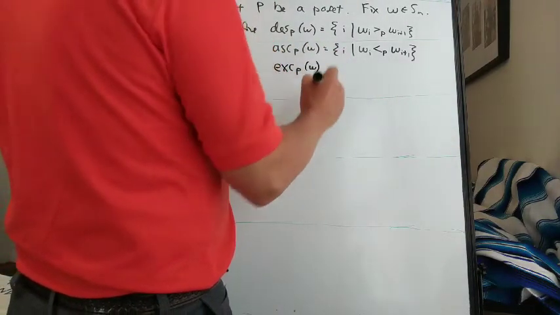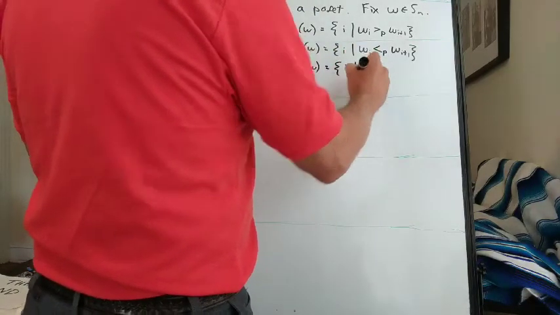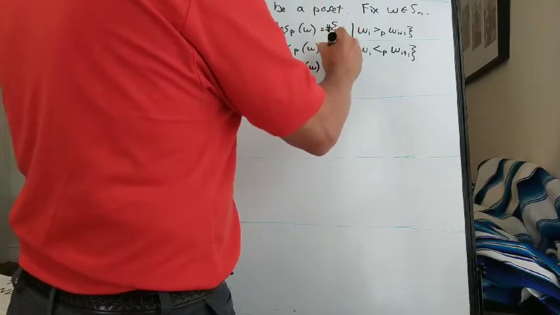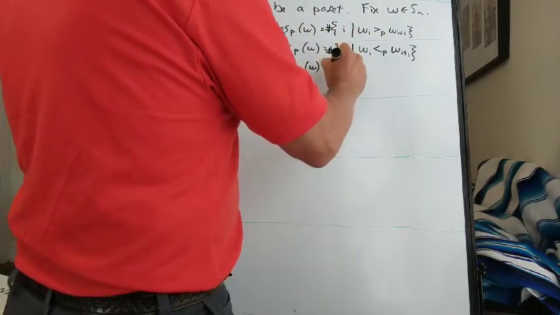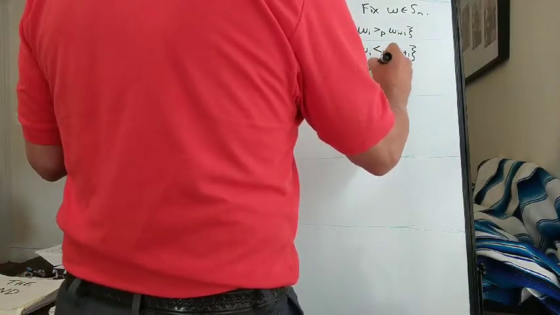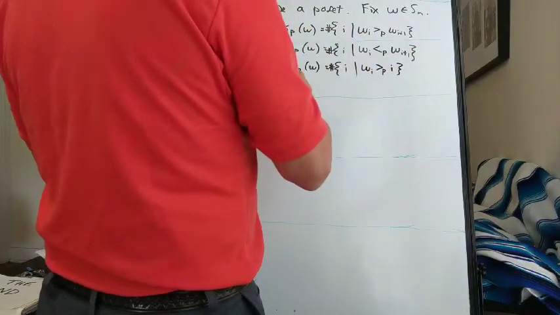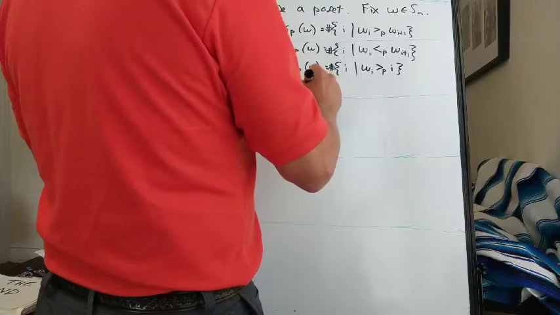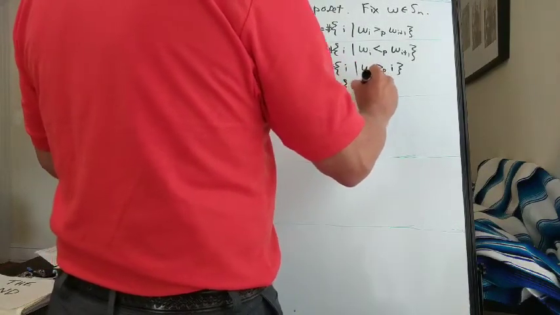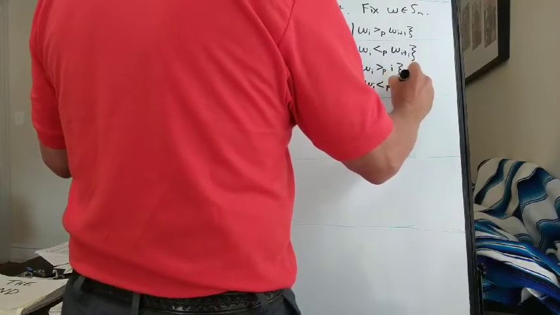Similarly, we can define P exceedances of W to be the number of indices i such that W_i is greater than i in the poset P. P anti-exceedances of W is the number of indices i such that W_i is less than i in the poset P.